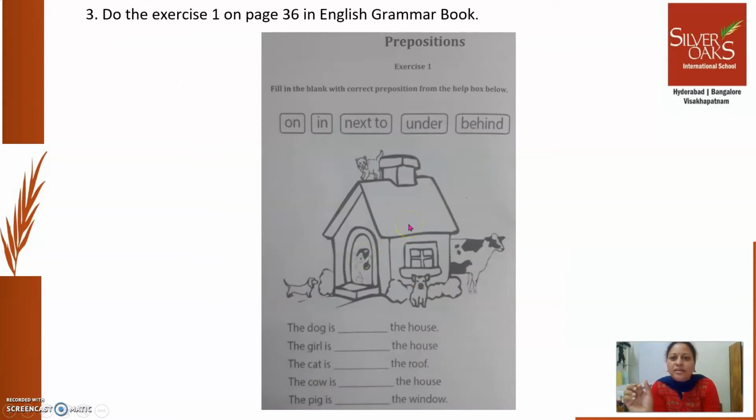Another engagement for you is from your English grammar book, page 36. Do this exercise. Where is the dog? The dog is... With the knowledge that we have learned, try to do this exercise. Where is the girl? Where is the cat? Where is the cow? Where is the pig? For spellings, the help box is given already.